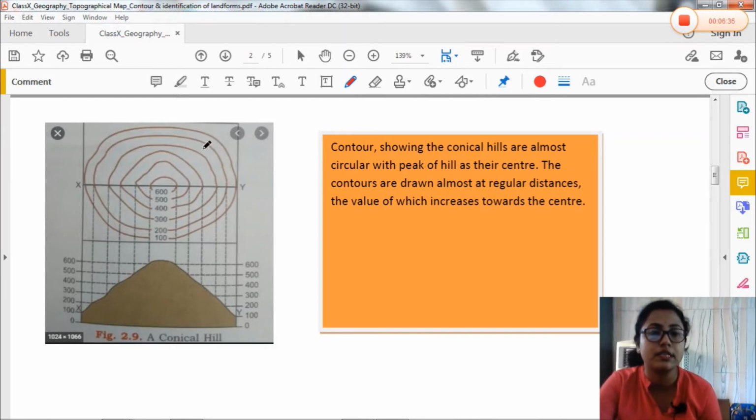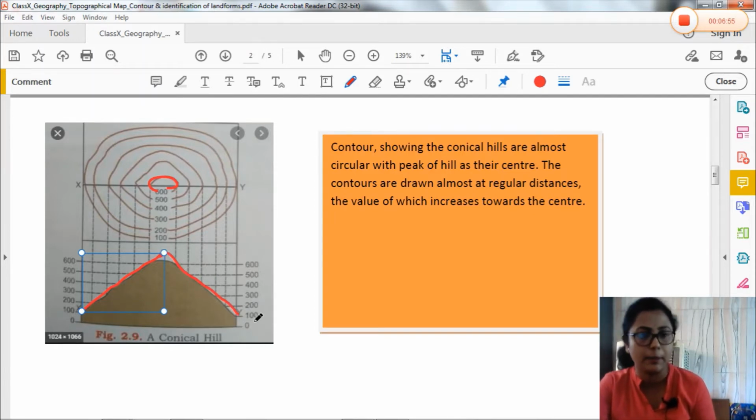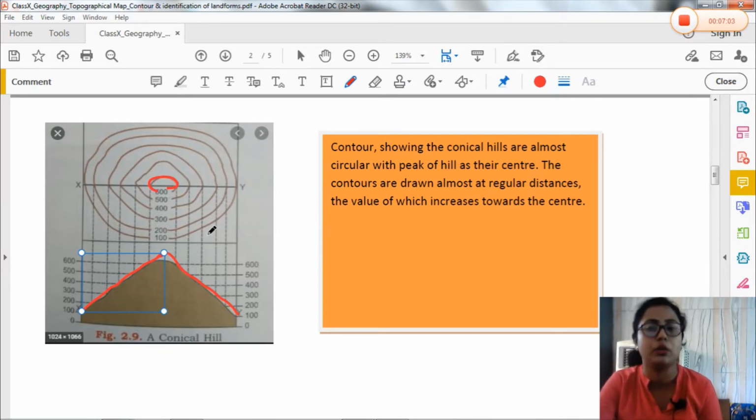The concentric circles are formed here by the contour lines, and here the value is increasing towards the center: 100, 200, 300, 400. So the value is increasing towards the center, and at the center part the circle is very much narrow in nature. So here the conical peak is formed and then the value is again decreasing. This type of conical hill can be identified by seeing the concentric circled contour lines.